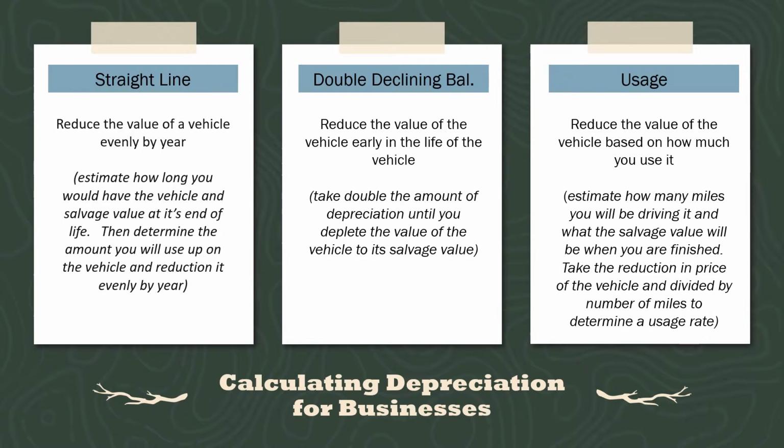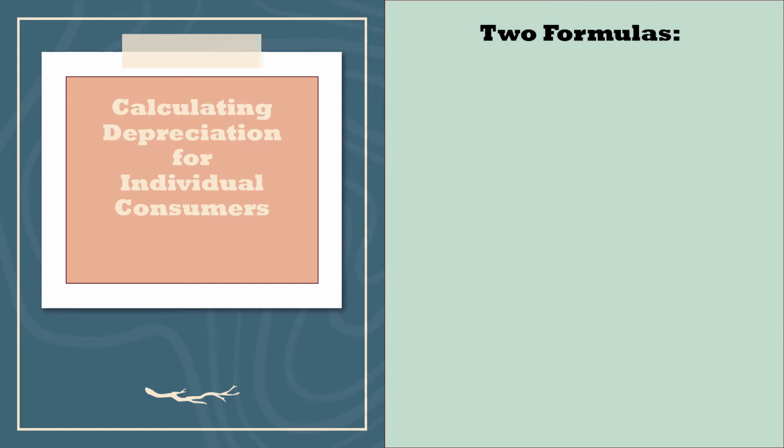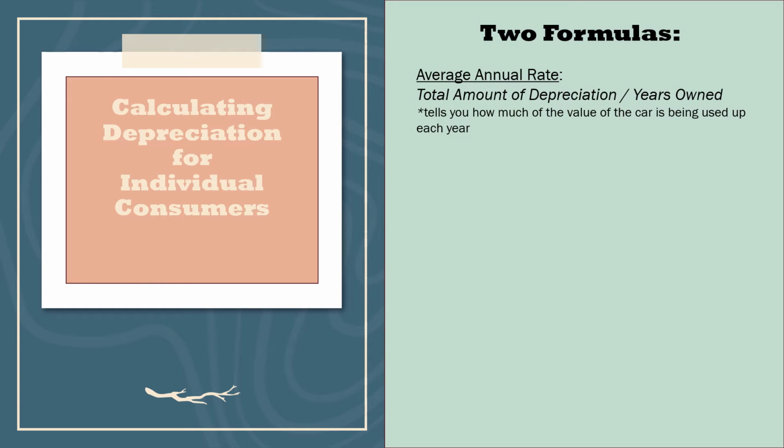Now, for individuals, we are actually going to be looking at two different formulas when we calculate depreciation. So the first thing we want to look at is our average annual rate. And this is somewhat flexible because you're looking at it based off of the amount of depreciation you have versus the number of years you own it. So let's say that you calculated this average annual rate in year 3. Well, by the time you get to year 5, you could recalculate this rate, and it will change a little bit because you're calculating it at one point in time at 3 years, and then you could calculate it again at another point in time in 5 years.